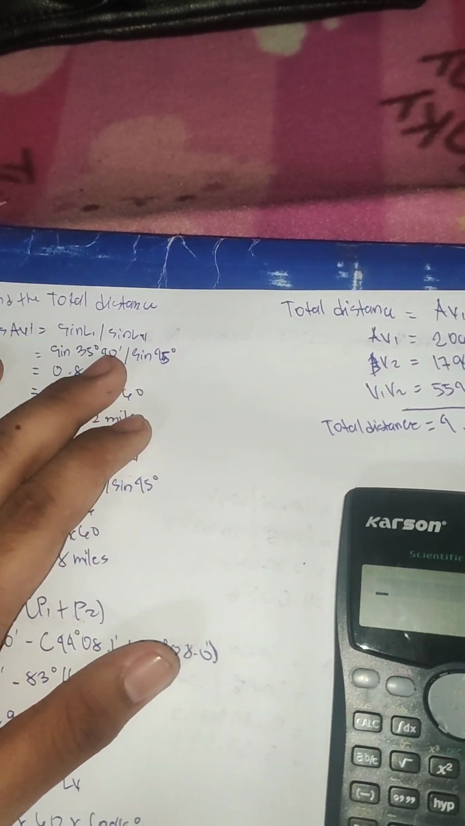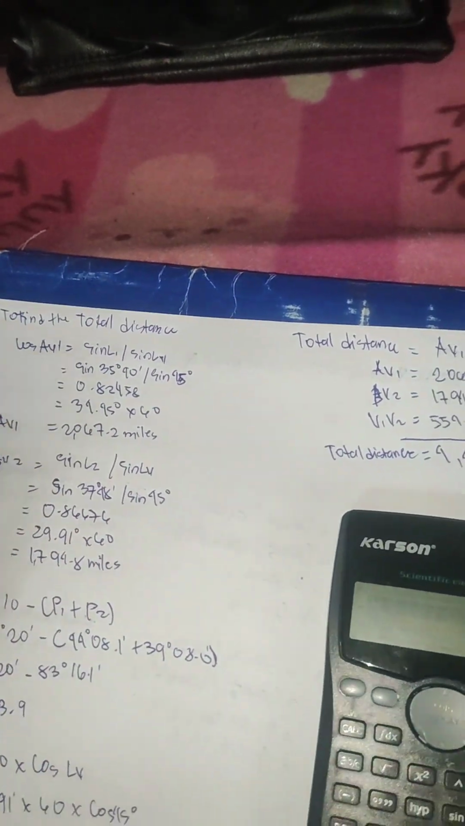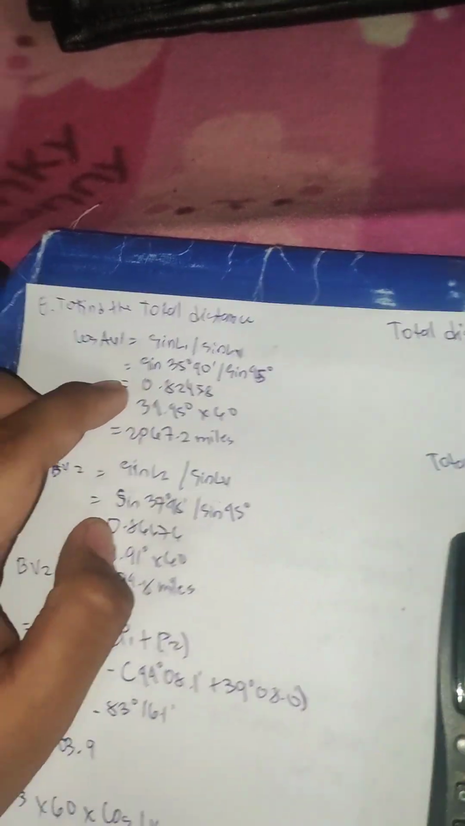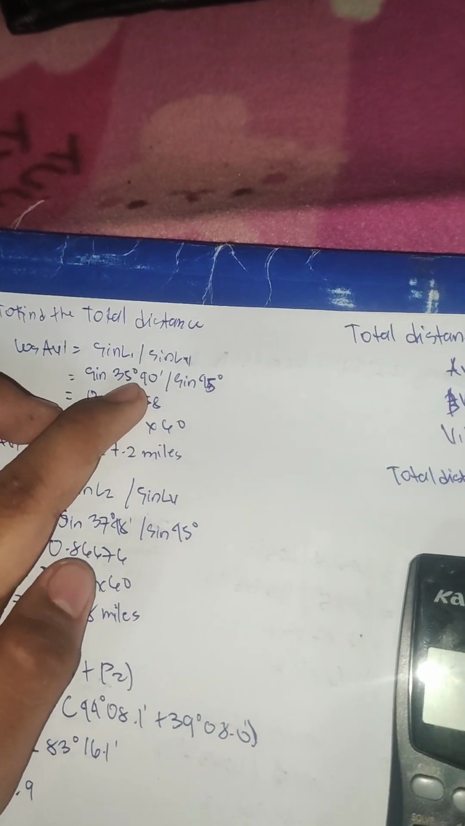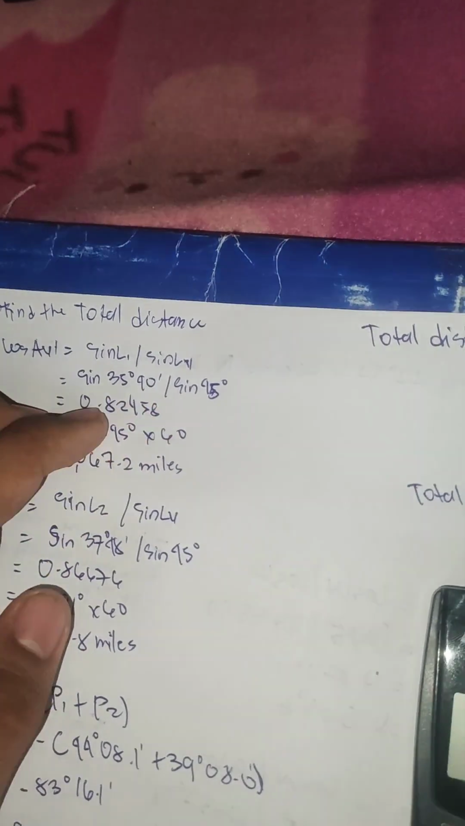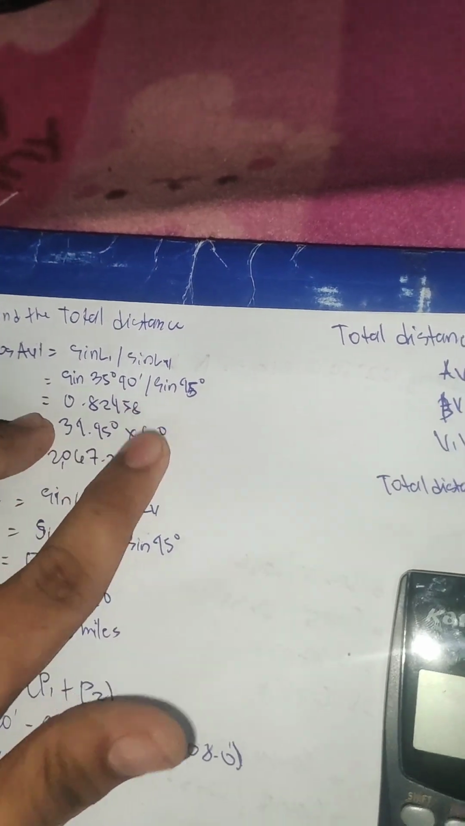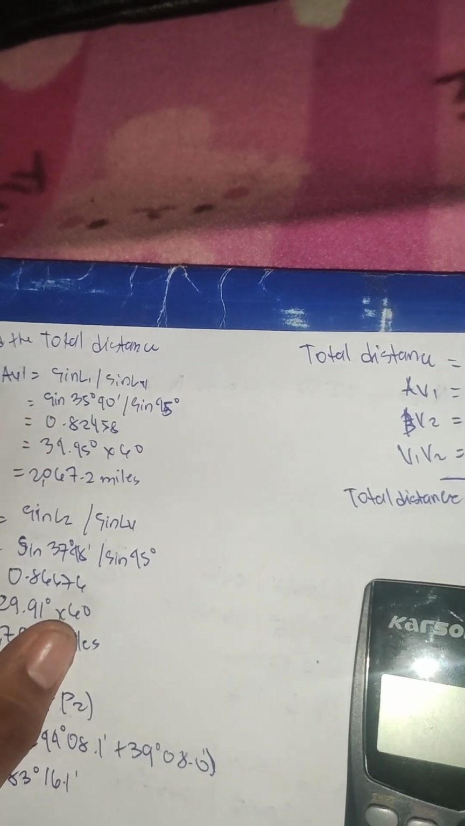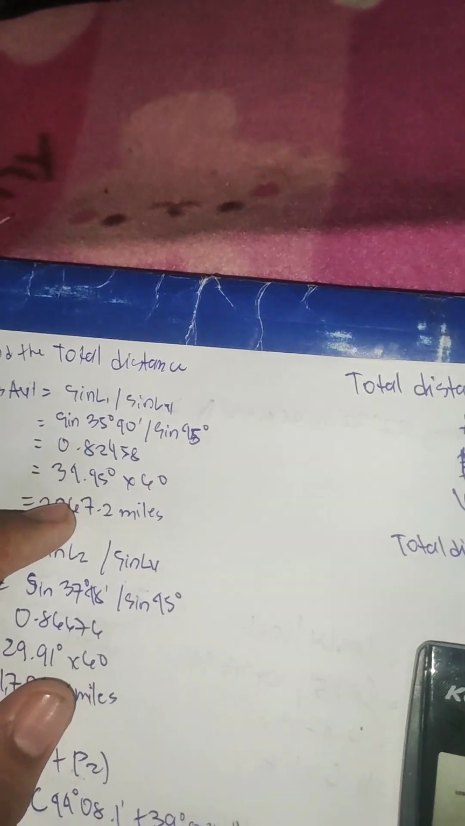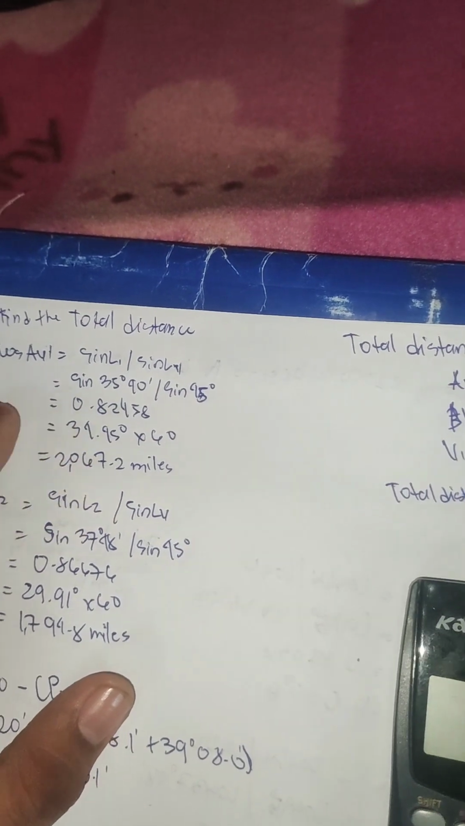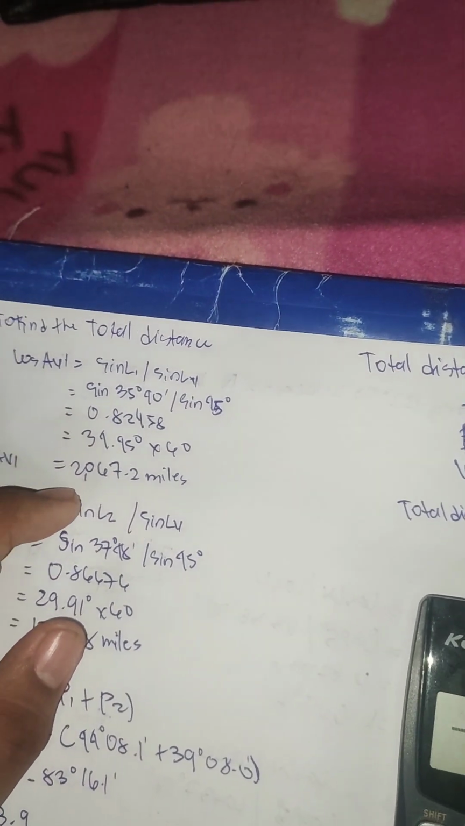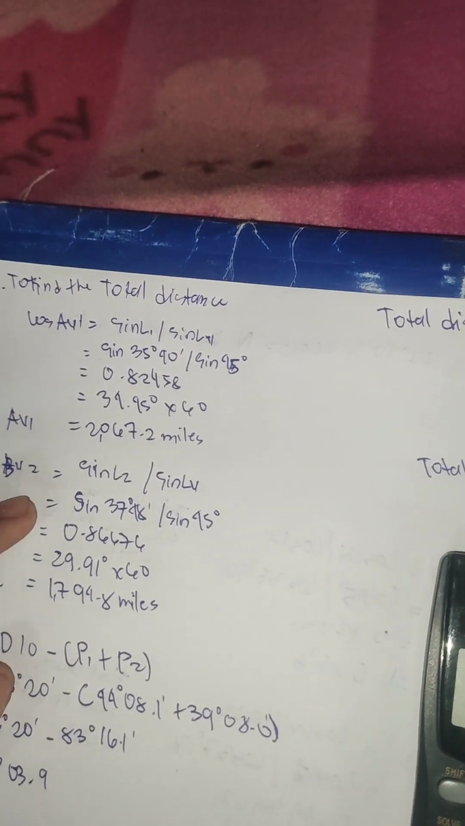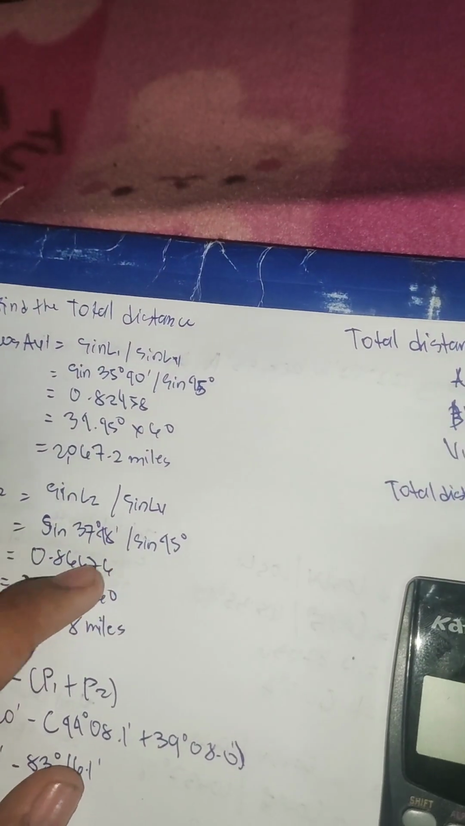To find the total distance, you need to follow this. Cos AV1 is equal to sine L1 over sine LV, which is sine 35 degrees 40 minutes divided by sine 45 degrees, equal to 0.82458. Shift cosine is equal to 34.45 degrees times 60, and the answer for our AV1 is equal to 2067.2 miles.